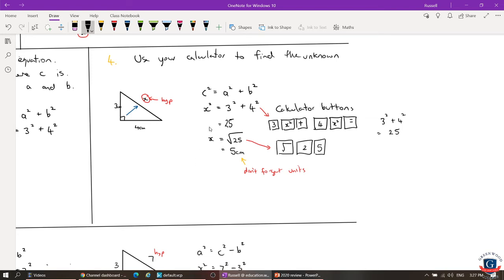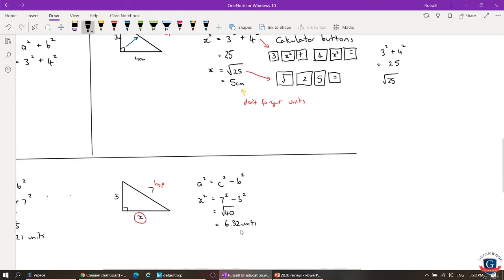Now, once you've got your 25, we need to take the square root of it. So press your square root button and type 25 and then put equals after it. And the answer that will come out is 5. On your calculator it should look something like this. Don't forget to put your units on the end.